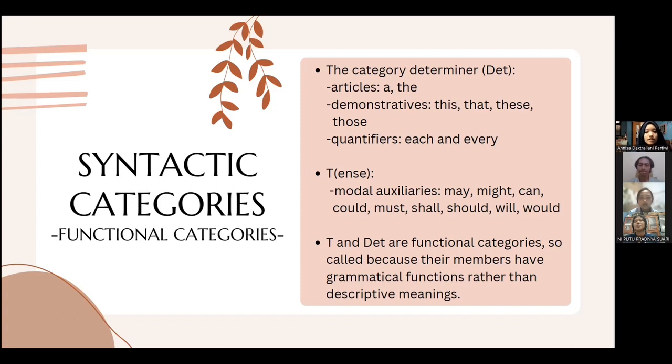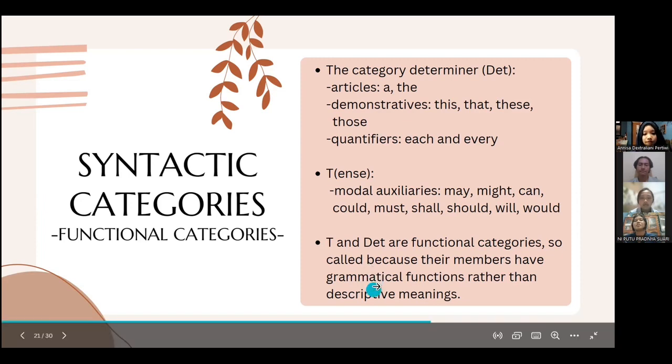Second one is tense. Tense includes modal auxiliaries such as may, might, can, could, must, shall, should, will, and would. So tense and determiner are functional categories, so-called because their members have grammatical functions rather than descriptive meanings.